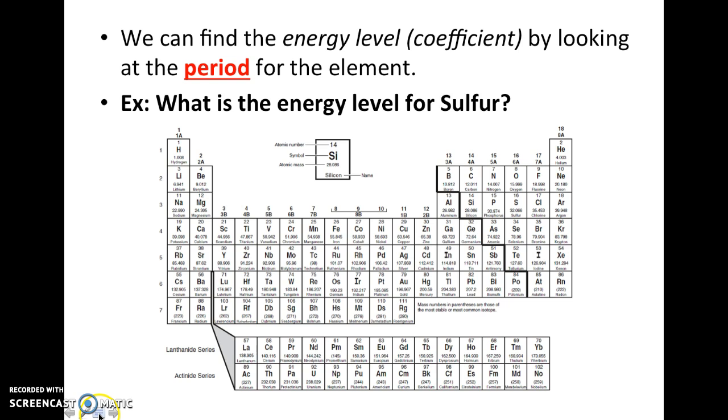So we can find the energy level, or the coefficient of our electron configuration, by looking at the period for that element. For example, what is the energy level for sulfur? Well, I have to find sulfur on my periodic table. Then I'm going to go over to the period of that element. The period is the row, so I'm going across my row, and then I see I'm in row 3, which tells me I'm in energy level 3. So what is the energy level for sulfur? It's 3.